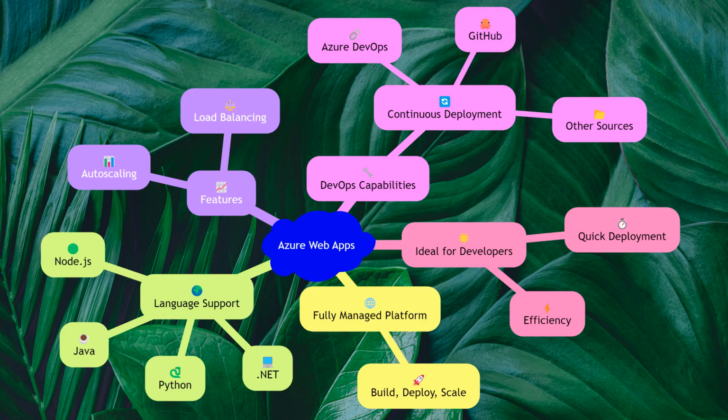Azure Web Apps is a fully managed platform for building, deploying, and scaling web apps. It supports multiple languages and frameworks, including .NET, Java, Node.js, and Python. Azure Web Apps provides built-in auto-scaling and load balancing, along with a range of DevOps capabilities, such as continuous deployment from Azure DevOps, GitHub, and other sources. This makes it an ideal choice for developers looking to deploy their applications quickly and efficiently.